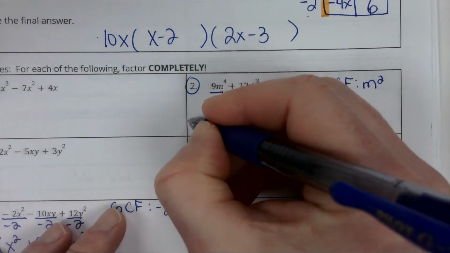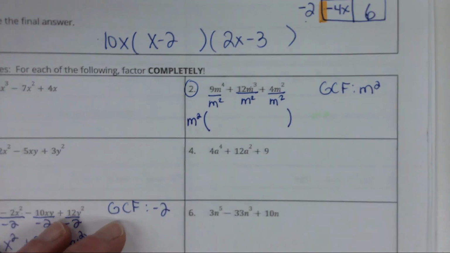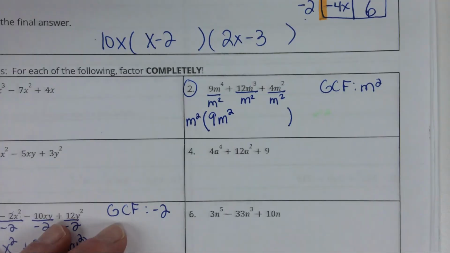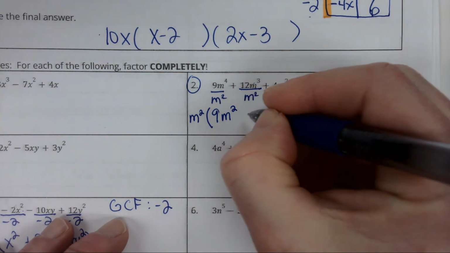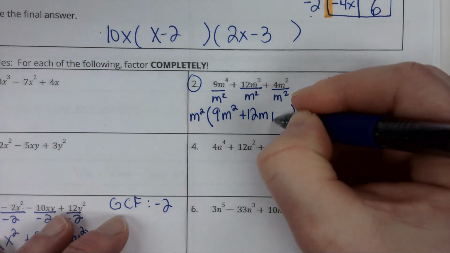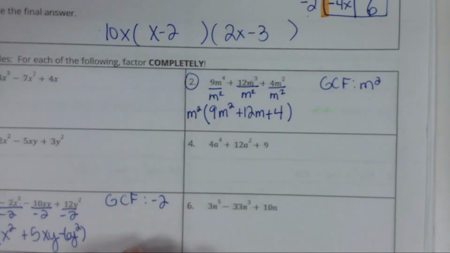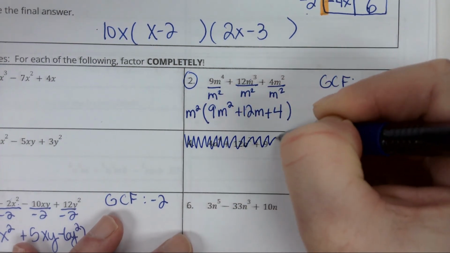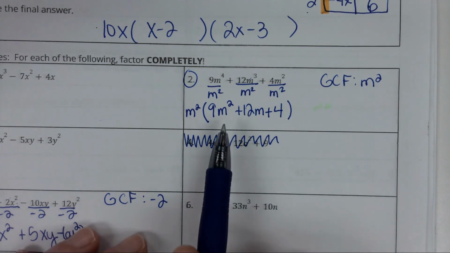All right, so we take that out, and what are we left with? 9m squared, 12m to the first, plus 4. We don't have enough room here, so I'm just going to cross off the 4. We're not doing it anyways. We're going to continue on down there to make a box, because we do need a box for this one.